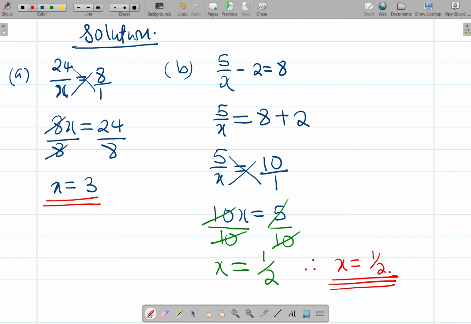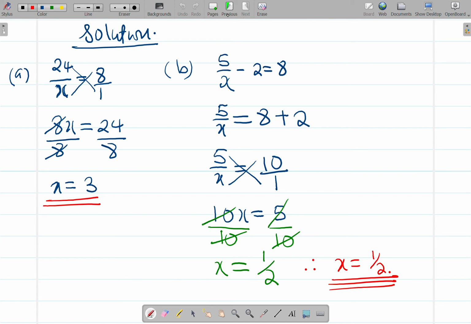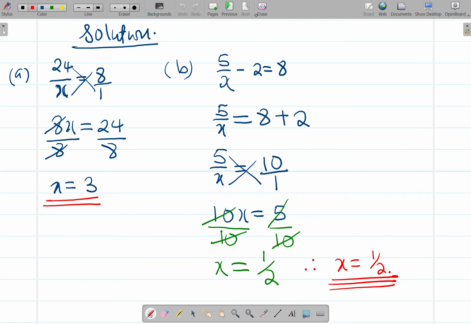Okay, let's look at the third equation, an equation of this nature. Let's go for M: 8 over x plus 1 is equal to 2. How can we solve this equation? So we'll say, solution: 8 over x plus 1 is equal to 2.